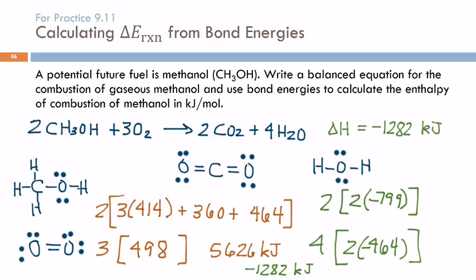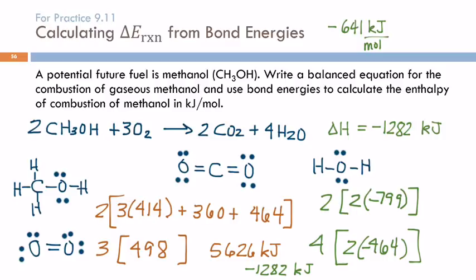But it's asking for kilojoules per mole. Per mole of what? Probably methanol. So if it's kilojoules per mole of methanol, this is the amount of energy that we get from burning 2 moles of methanol, right? So our final answer here, we're going to have to take that and divide it by 2 and say that it's negative 641 kilojoules per mole of methanol.